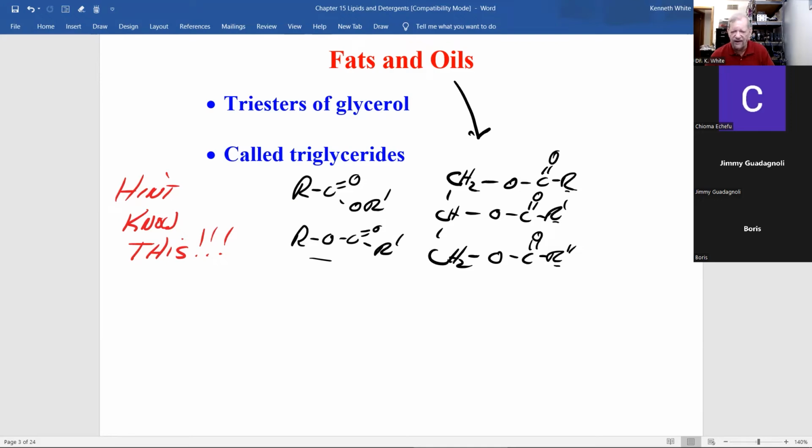Now, if you notice right here, I have a carbon, and I'll write it like this: oxygen, carbonyl, and R prime. I'll write it this way, this group. This is ester number 1. If I look here, carbon, oxygen, carbonyl, R group, ester number 2. And here, carbon, oxygen, carbonyl, R group, ester 3. So a triglyceride has not 1, not 2, but 3 esters.